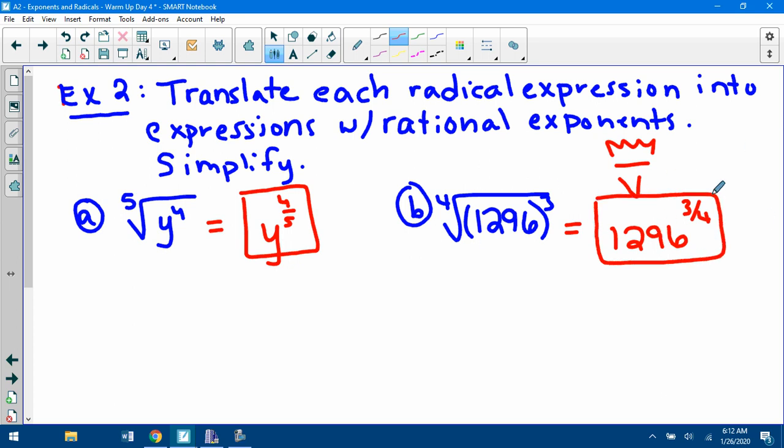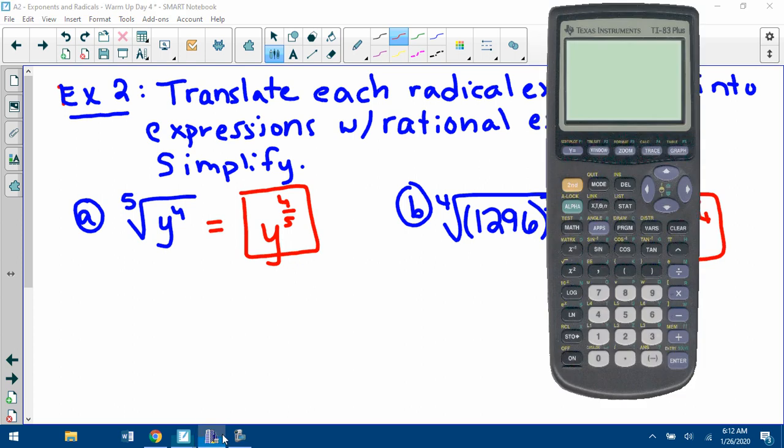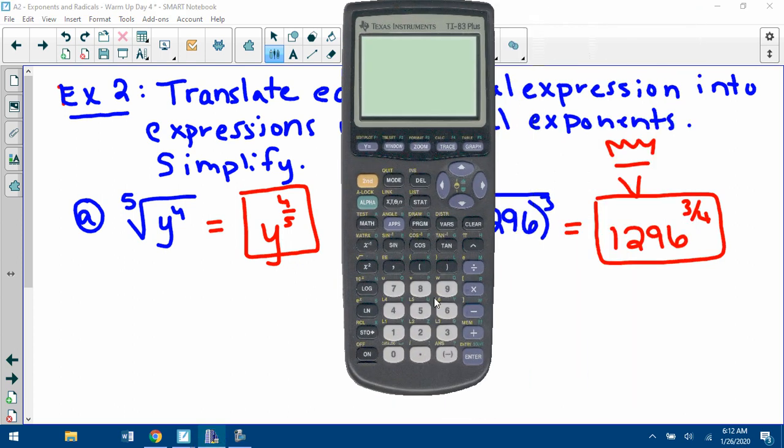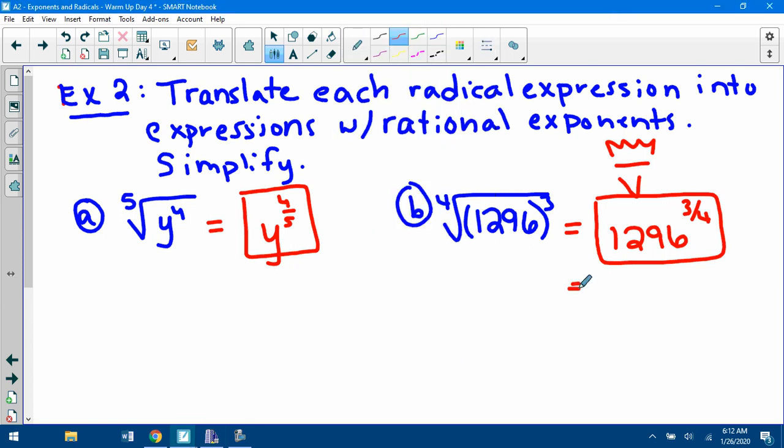That one we can simplify, and I wouldn't expect you to be able to do that in your head. Luckily, on the calculator, you can just type 1296 raised to the, I need parentheses, 3/4 power. It's 216. Turns out that the 4th root of 1296 is 6. 6 cubed is 216.